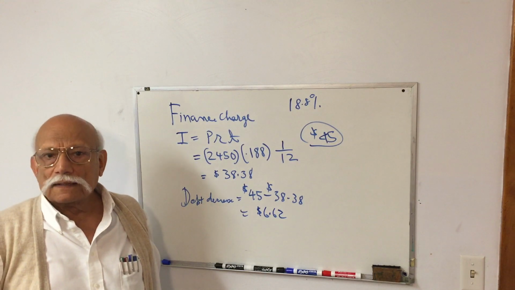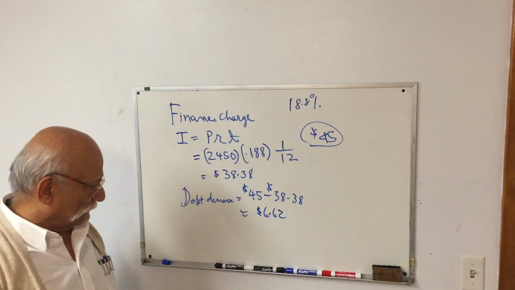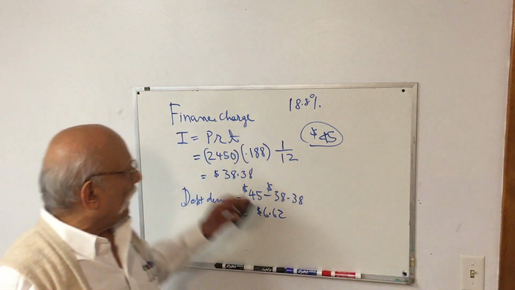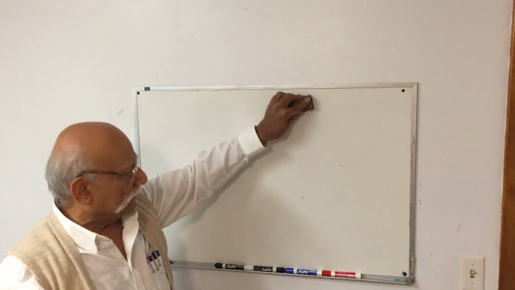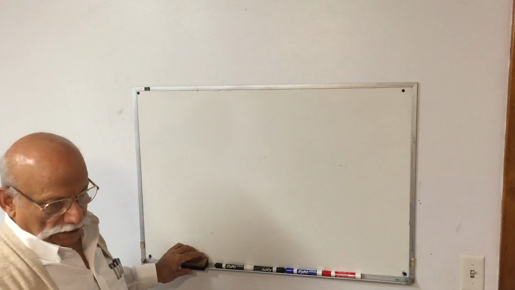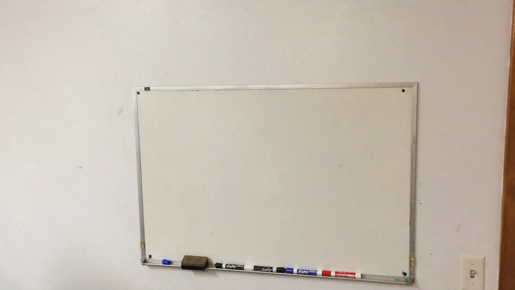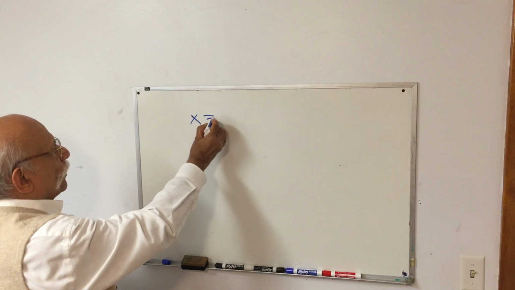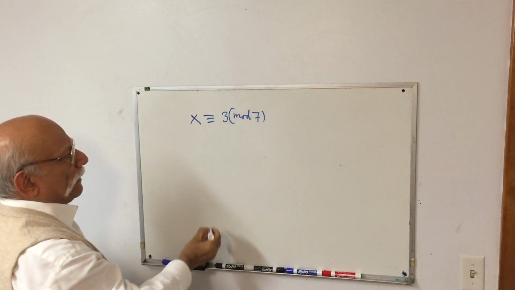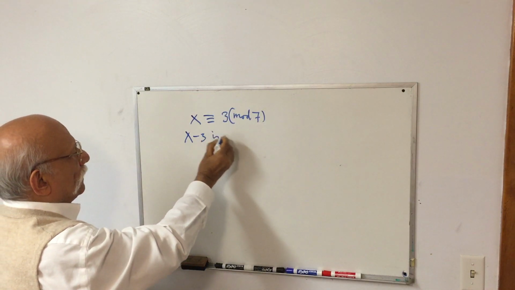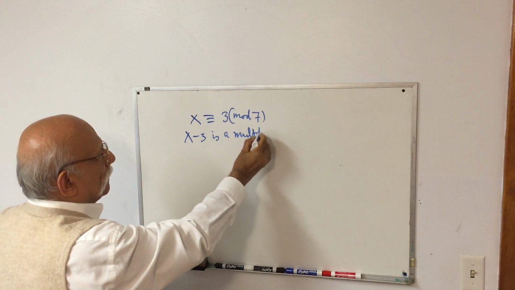So that was that. For exam 2, you're going to receive a study guide from me. Another question might be like this. So why don't you practice this question? Let me give you a question. I have also emailed you x congruent to 3 mod 7. And I have explained it. x minus 3 is a multiple of 7.